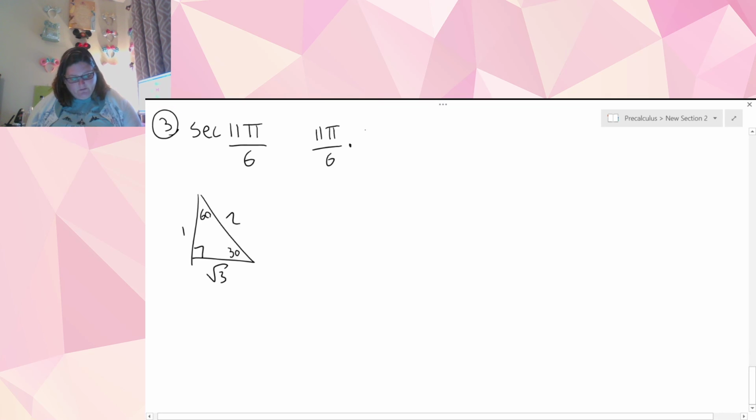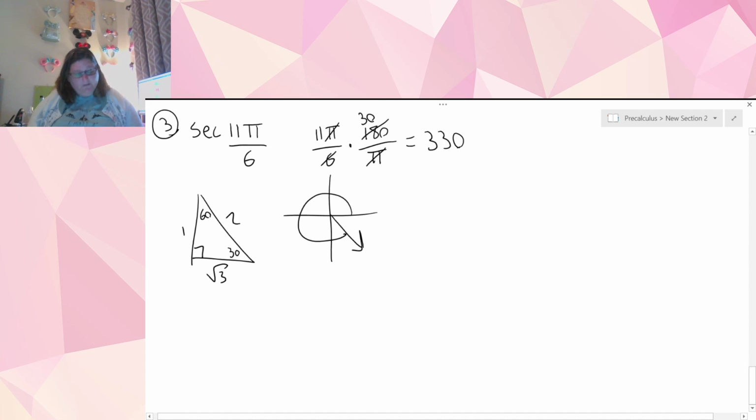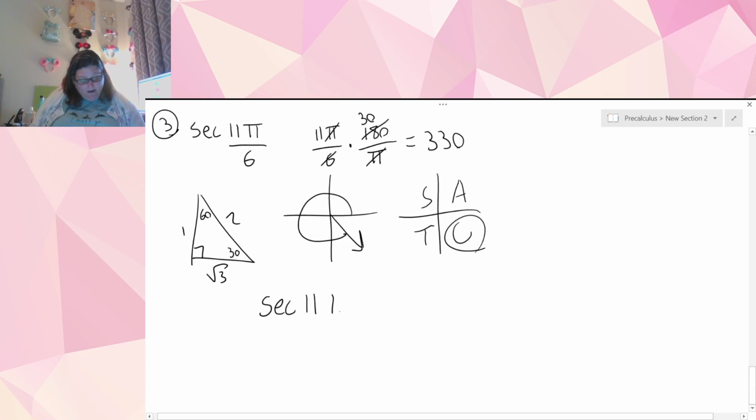So I'm going to change it into degrees. So I multiply by 180 over pi. Pi's cancel out. 6 goes into 180 30 times. And 11 times 30 is 330. So if you want to visualize it, 330 is somewhere between 270 and 360, which is in the C quadrant, which means that secant, the reciprocal of cosine, is going to be positive. So secant of 11 pi over 6 is going to be a positive number.